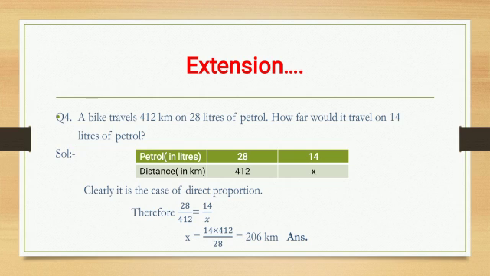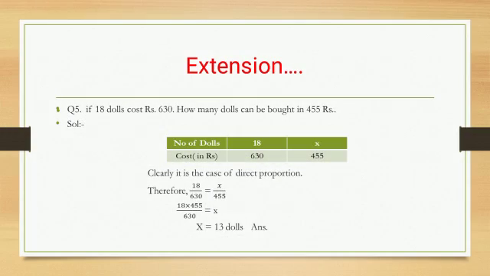So let's have a look at the next question, that is question number 5. If 18 dolls cost rupees 630, how many dolls can be bought in 455 rupees? That's a very simple question, and again this is from your general life. We can also make a table for this given information.